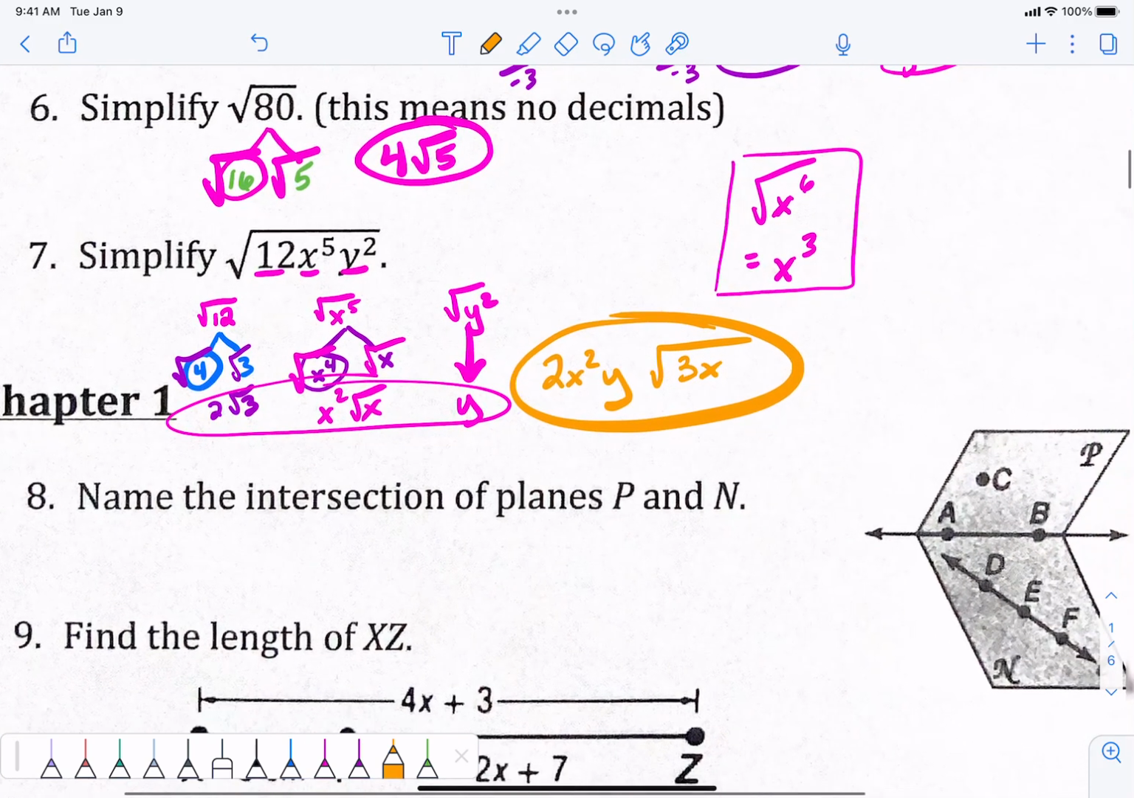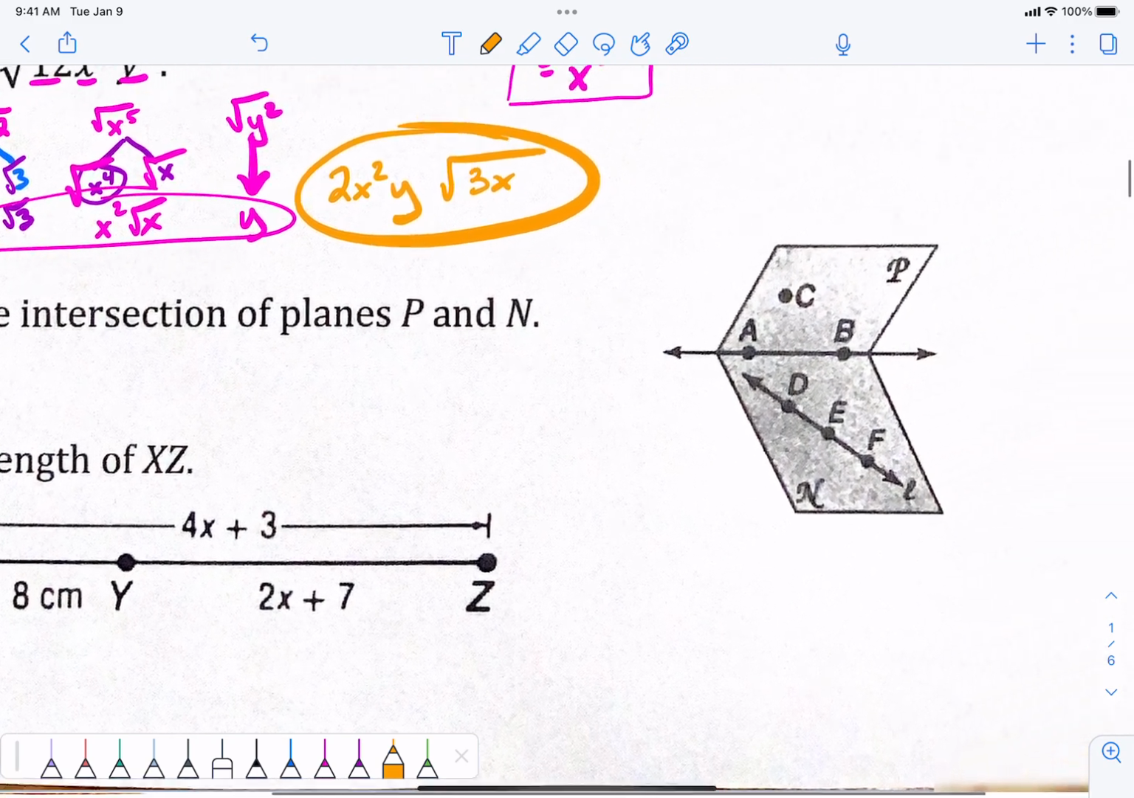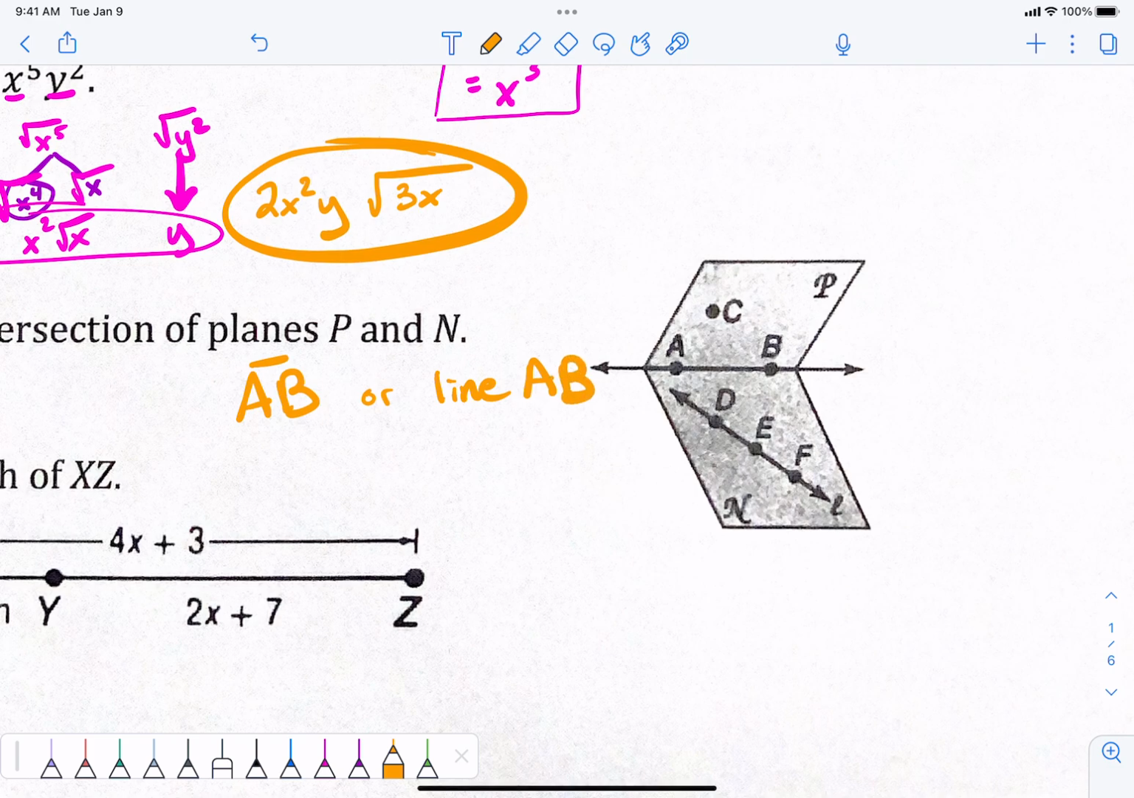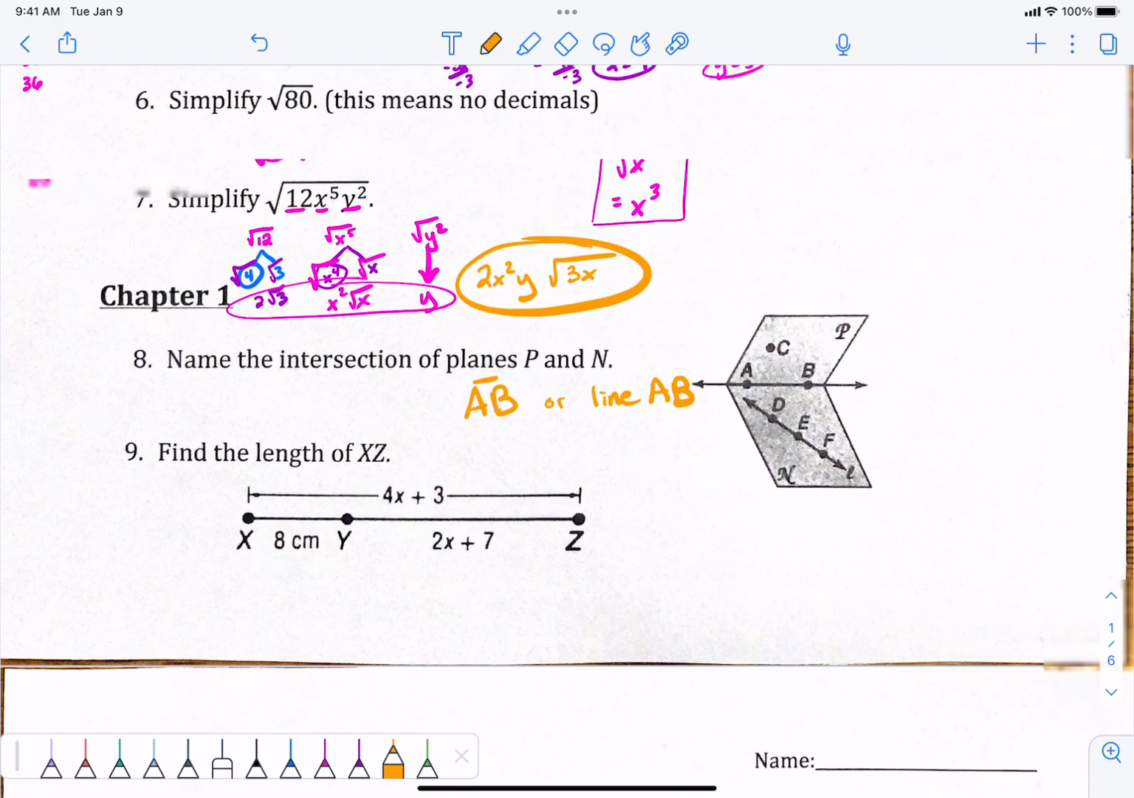Number 8, ready? Name the intersection of planes P and N. This is plane P, this is plane N. Where do they intersect? AB. In line AB. So you can either say AB or you could say line AB. However you want to write it, I don't care. You only have to put one of them. But just make sure that we know that it is a line where they're intersecting. Happy with that? Not too bad? Okay. All right, let's go to number 9.